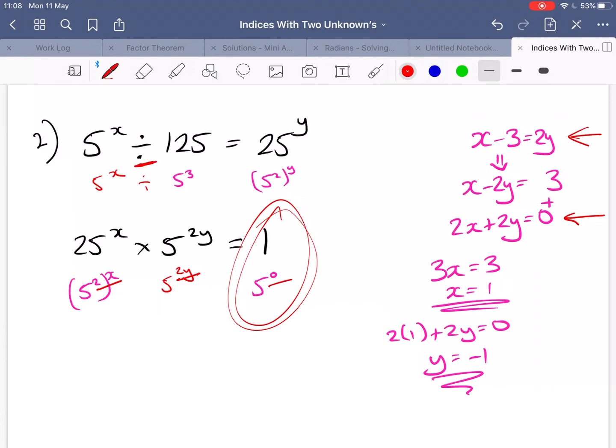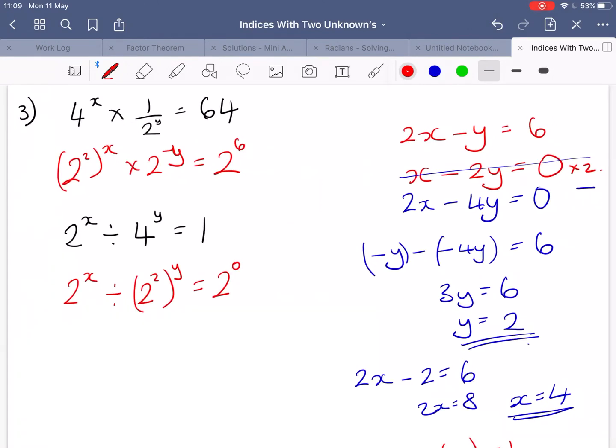Now my first equation I've rearranged. So I've added the 3 and took away the 2y to make it in the form that I'm used to. Because I've got a minus 2y in the first equation and a plus 2y in the second, I'm adding them. So I should have got x equals 1. And then when I substitute that in later, I should get y equals minus 1.